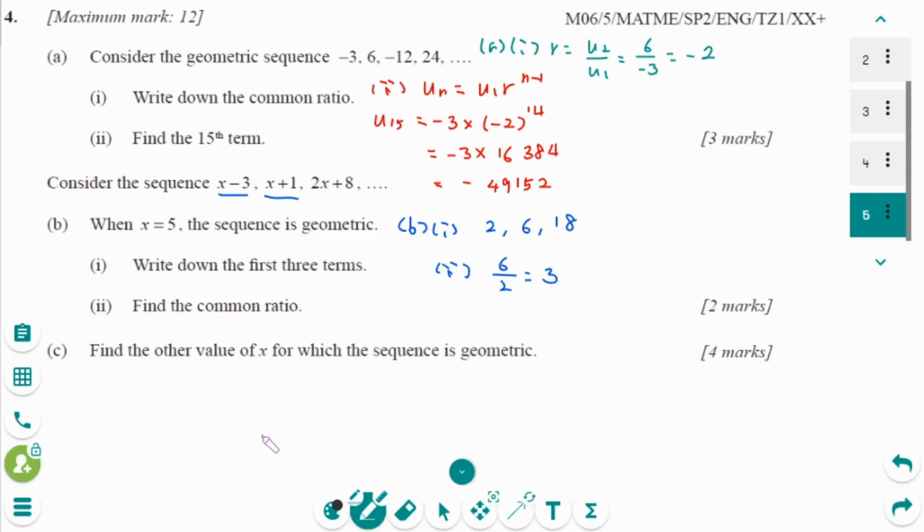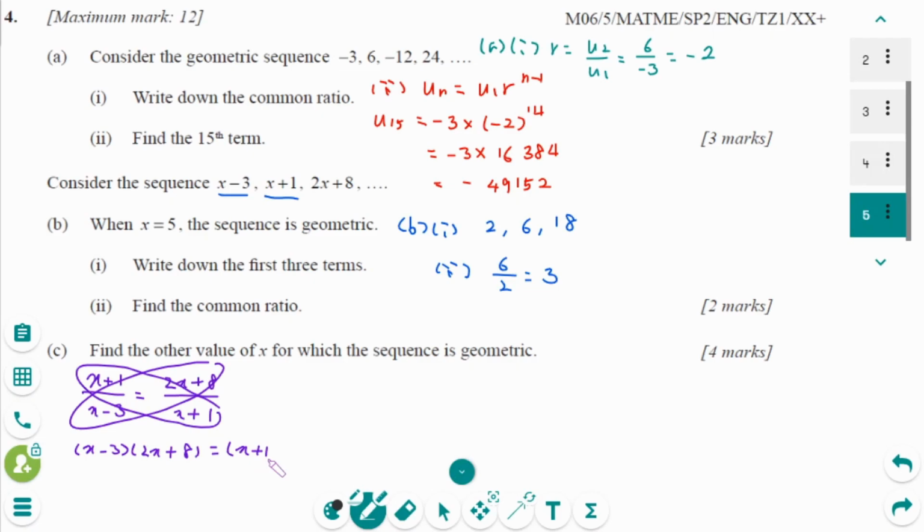Number C, the ratio between the two terms is the same. So second term over first term equals third term over second term. Then cross multiply: (x minus 3) times (2x plus 8) equals (x plus 1) squared.